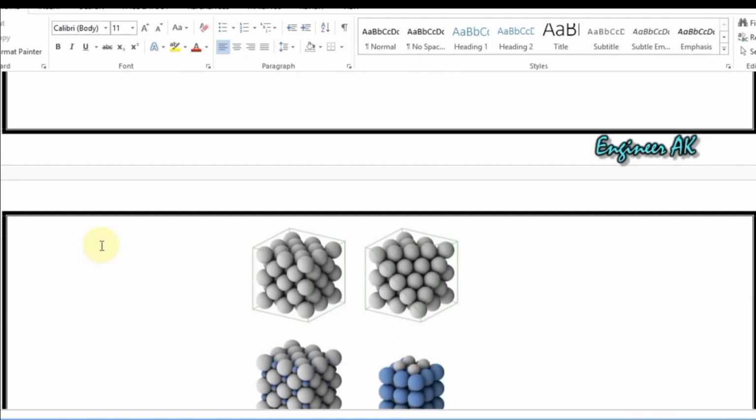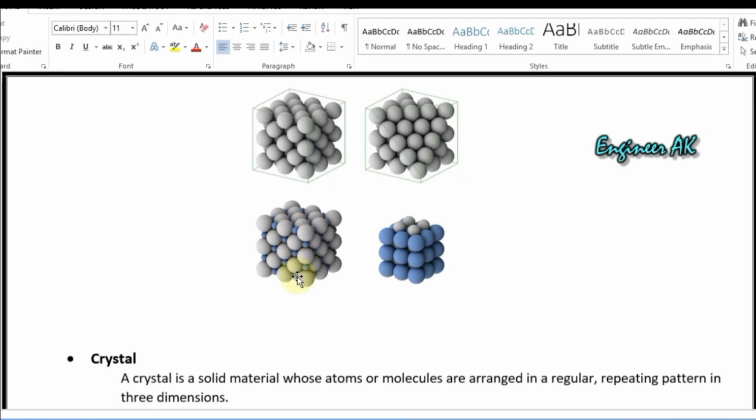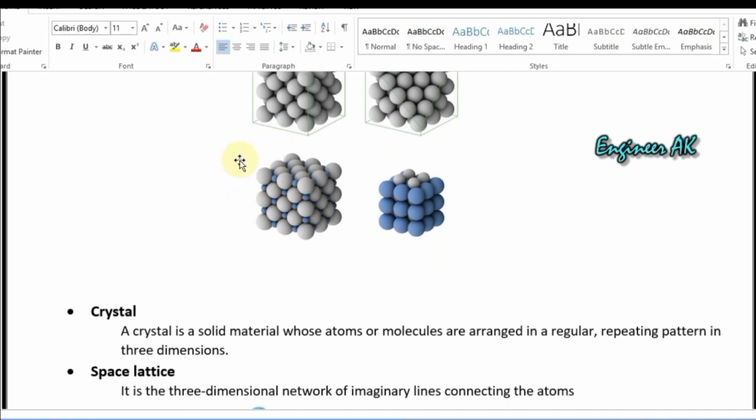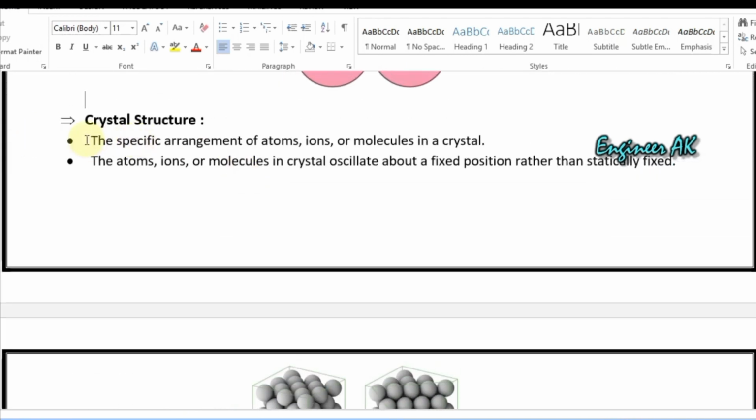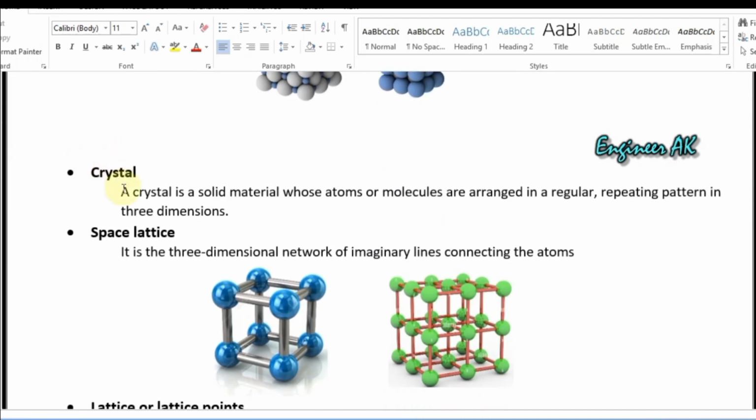Totally static, right? Here we can see the crystal structure, a 3D model. That is the way a crystal looks, right? And there are some terms in crystal structure. In order to understand the crystal structure completely, there are some terms you should know. So the first one is crystal.